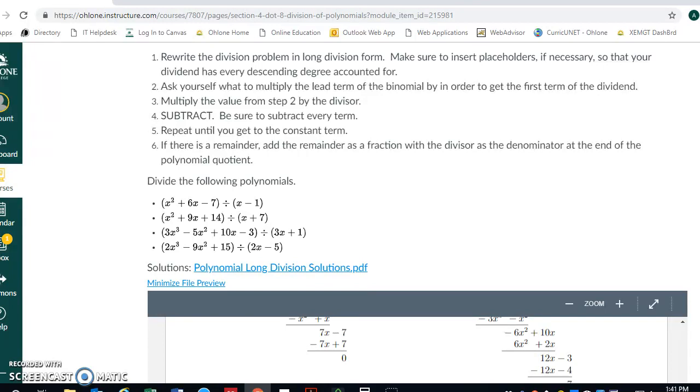If you have any questions or problems, send me an email. It's always possible for us to meet when I'm on campus. If I'm not on campus, it's easy for us to set up an online meeting and we can work on things there. Okay, give yourself time. The division of polynomials takes some time and can be complicated.